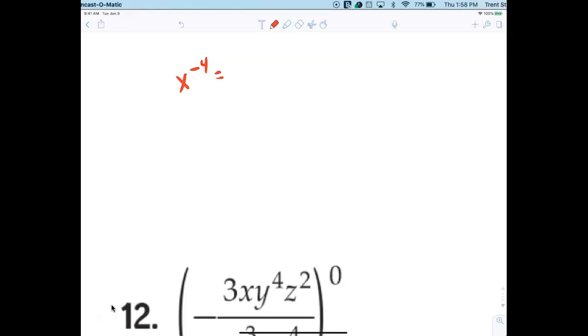This is what I'm not understanding. Some of you are daydreaming. What is it? 1/x to the 4th. Come on now, listen to the rule one more time. If you have a negative exponent, you simply move it.